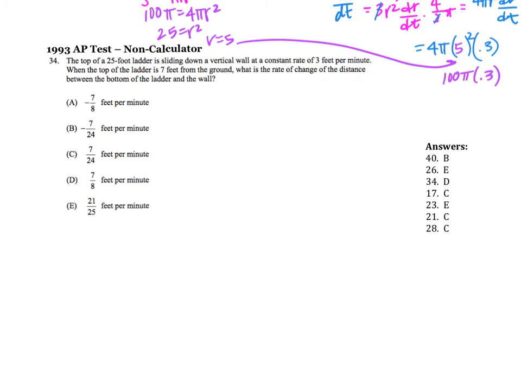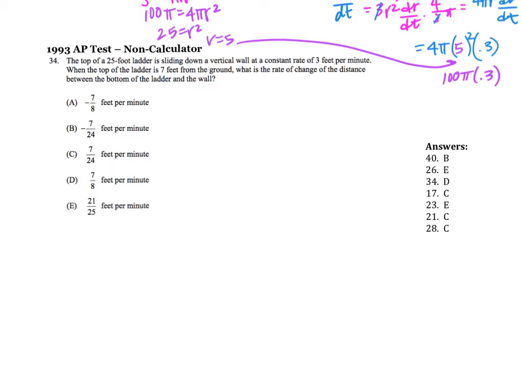Okay, so we've got this ladder sliding down a vertical wall. That would be a scary situation to be involved in. The ladder is 25 feet long. That's not changing. I'm going to put that in my picture. It's sliding down the wall at a constant rate of 3 feet per minute. So I'm going to say my dy/dt is -3 because it's sliding down.